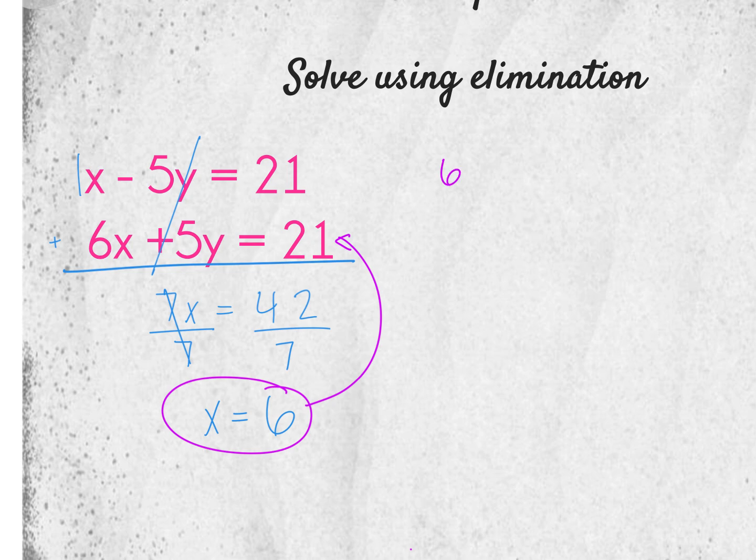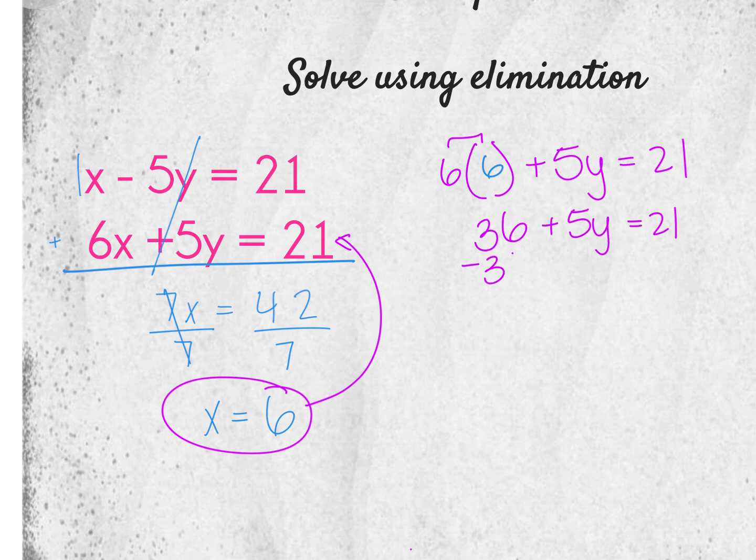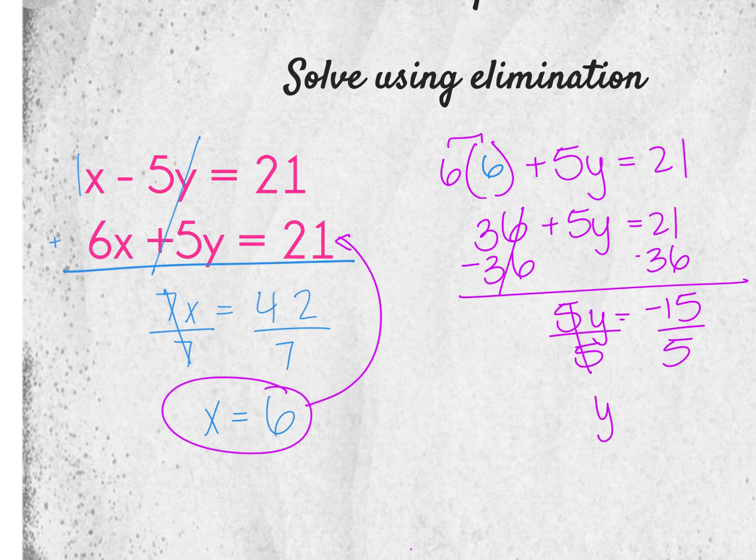Now I'm going to have 6 times 6. If you don't want to deal with the larger numbers and you want to plug it into the first one, that's perfectly fine. I'm going to get plus 5y equals 21. I will go ahead and plug it into the first one just so you can see it still works. This is going to give me 36 plus 5y equals 21. Subtract 36 from both sides. 5y equals -15. Divide by 5, y equals -3.